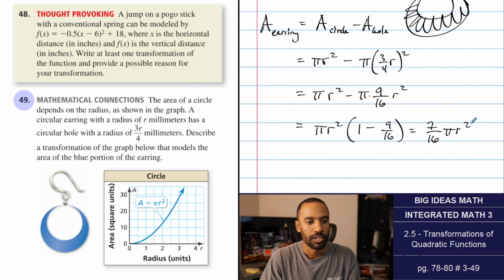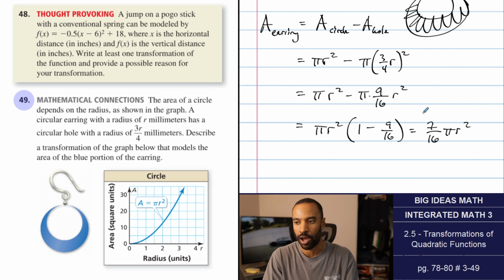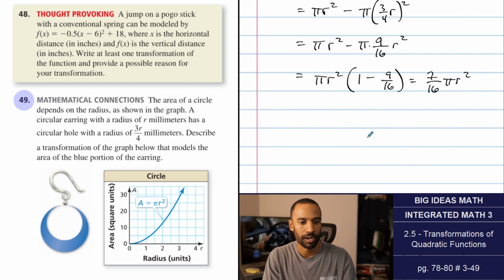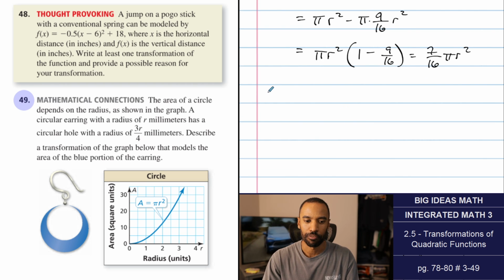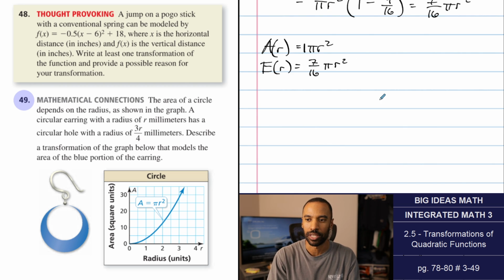What do they want? Describe a transformation of the graph that models the area of the blue portion of the earring. So we're going from pi r squared to 7/16 pi r squared. So if you imagine that this first one is a sub r equals pi r squared, and I'll call the earring e sub r equals 7/16 pi r squared. We have to go from this to that. This one is 1, this is 7/16. So what do you have to do?